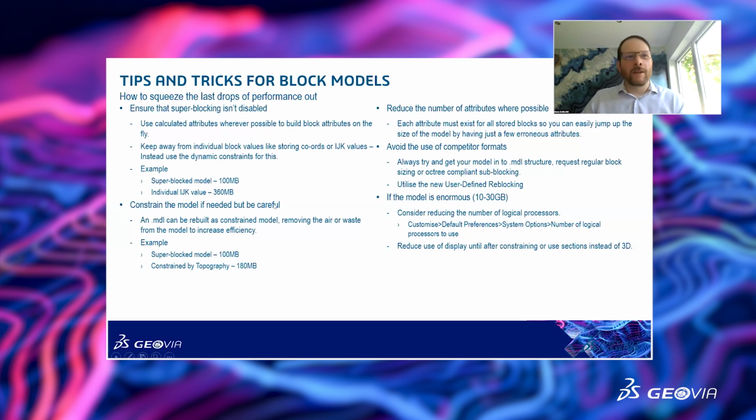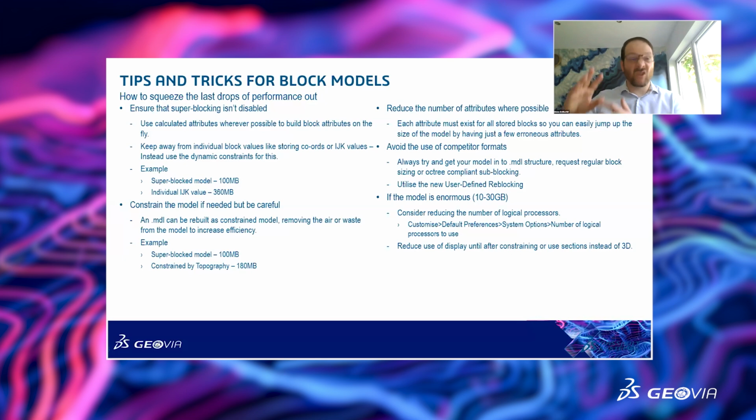So what are some of the tips and tricks here? How can we make it better for us? How can we work with these bigger and better block models that we keep getting? Well, if you want to get the last parts of performance out of your model, you want it to run as fast and as efficiently as possible. The key thing to remember is make sure your super blocking isn't disabled. If you need to have unique values for each block, use a calculated attribute. Try to keep away from individual block values like IJK values or coordinates as explicit attributes in your model.